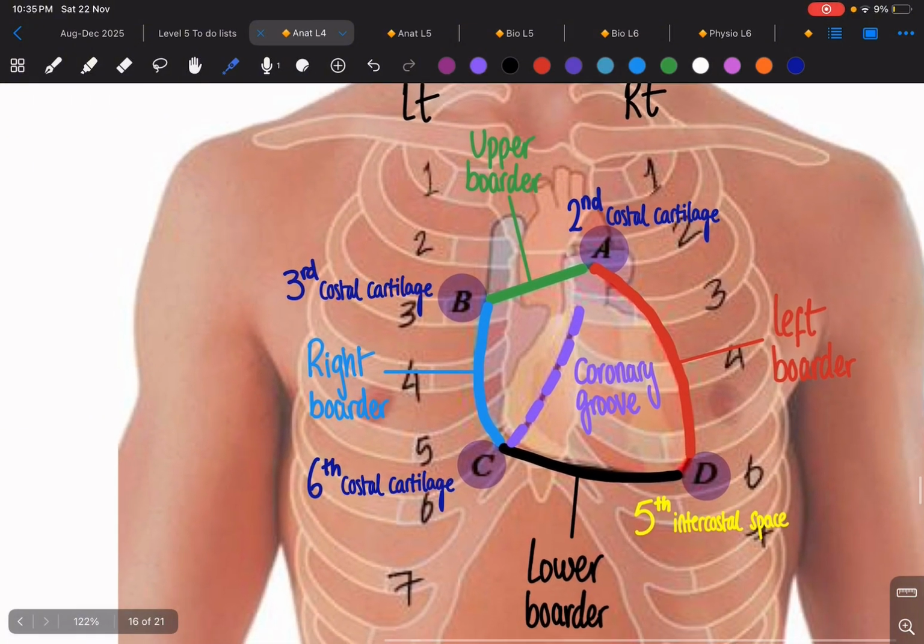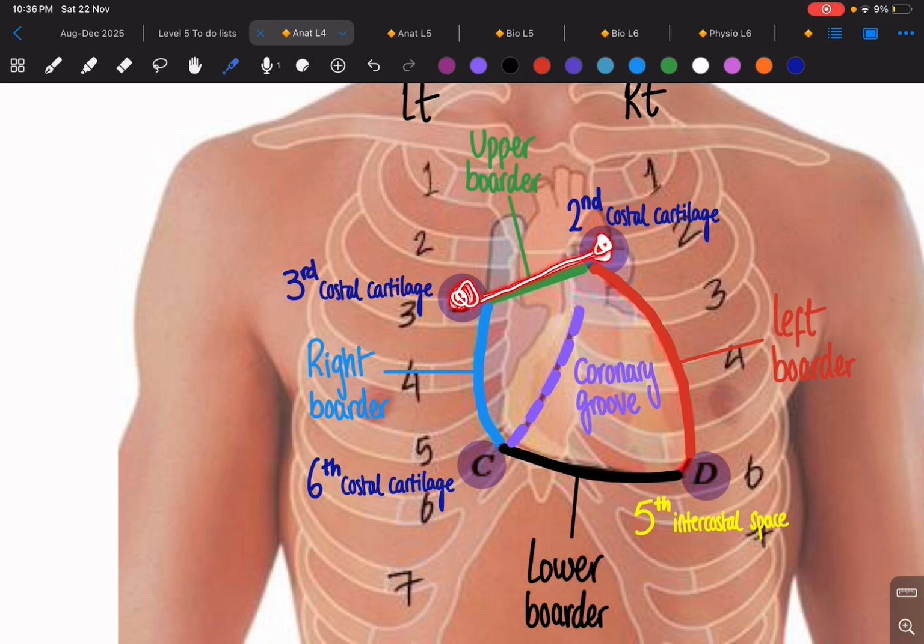So first point A is gonna be in the second costal cartilage. Here we have A in the second costal cartilage. Then let's move to B. B is gonna be in the third costal cartilage. Okay, so slightly below, a little bit below, it's a slanted line.